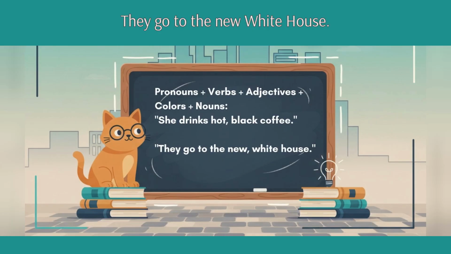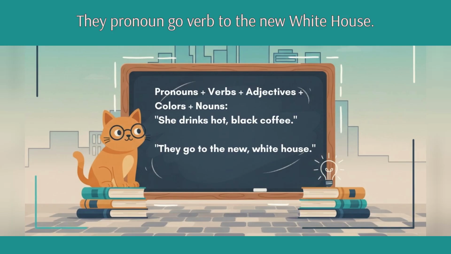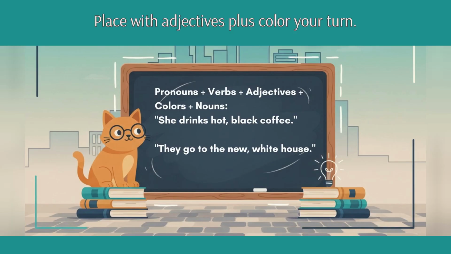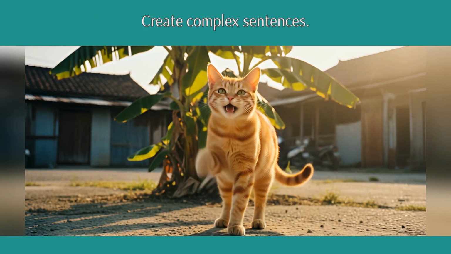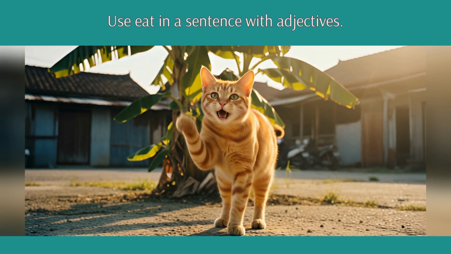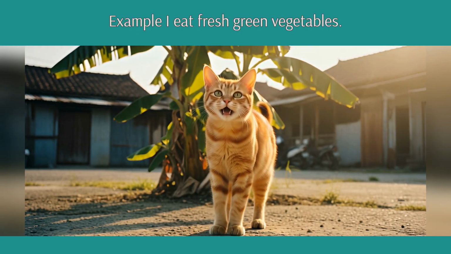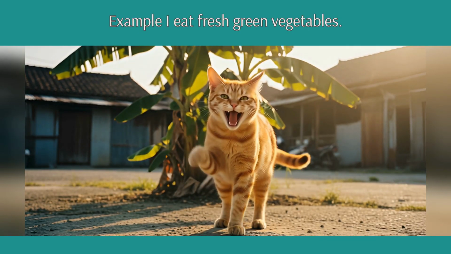They go to the new White House. They, pronoun; go, verb; to the new White House, place with adjectives plus color. Your turn. Create complex sentences. Use eat in a sentence with adjectives. Example, I eat fresh, green vegetables.